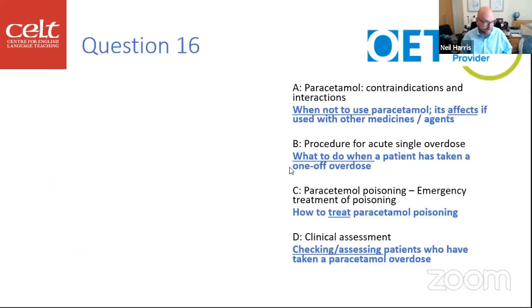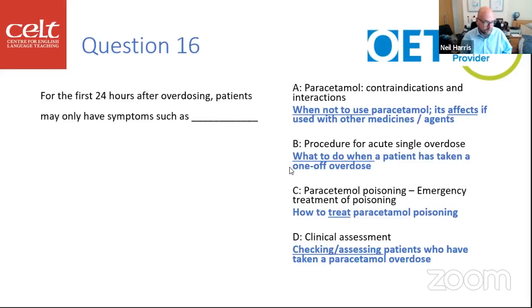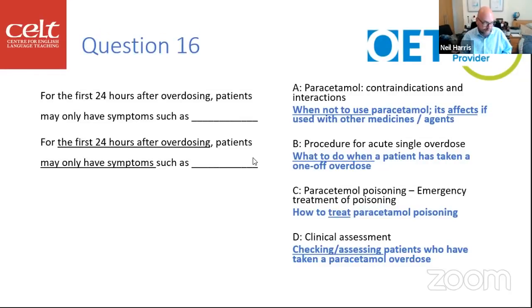Question 16. First 24 hours after overdosing, patients may only have symptoms such as. So again, this seems to be text D because it's to do with presentation. We've underlined first 24 hours only have symptoms such as. So we're looking for an example of a symptom here, a noun.